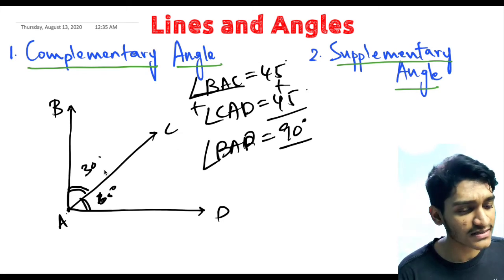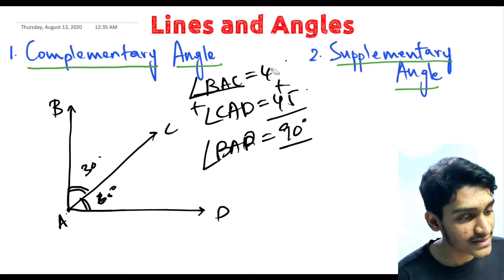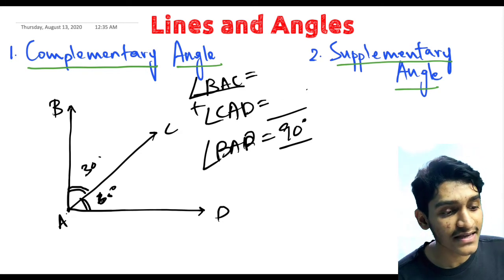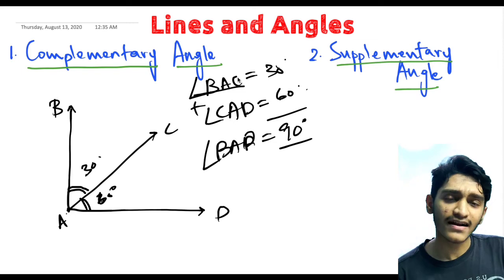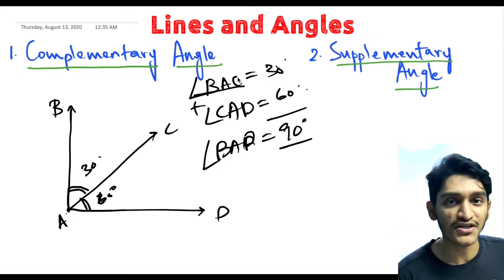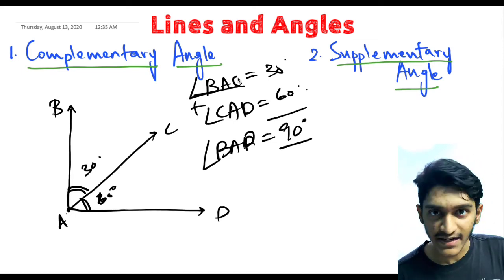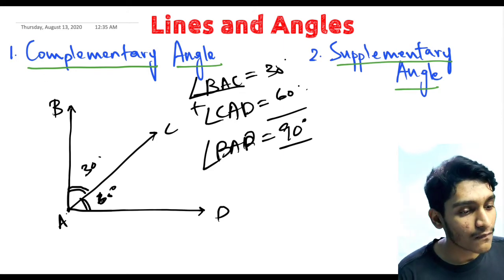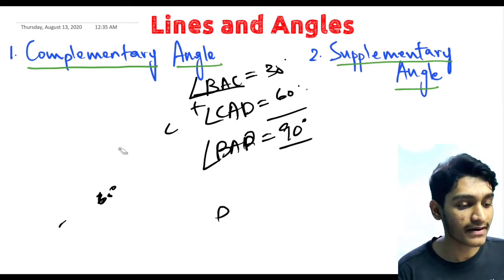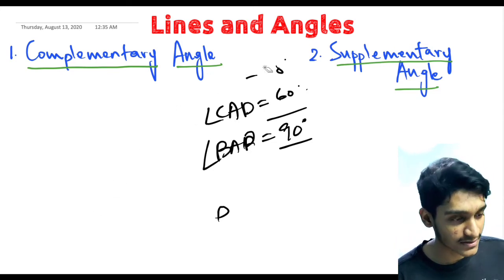So suppose angle BAC is 30 degrees and angle CAD is 60 degrees. Now when I add them, they give us a 90 degree measure. So when I am getting 90 degrees, the pair of angles is called complementary angles. Now that was the concept behind complementary angles. Now what about supplementary angles?